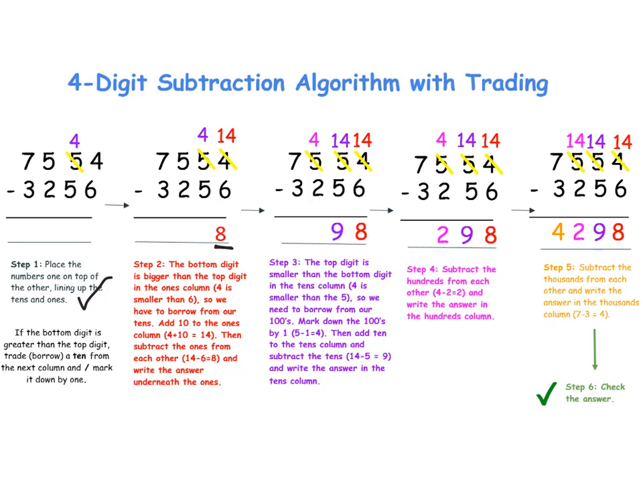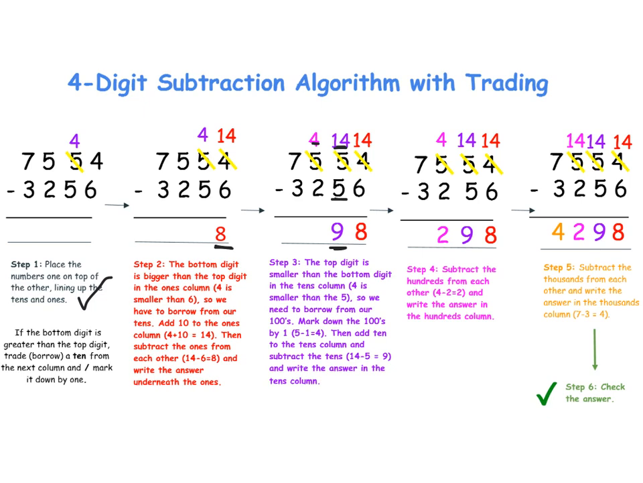Step 3 is the top digit is smaller than the bottom digit. So 4 is smaller than 5, so we need to borrow from the hundreds column. We need to mark the hundreds by 1, so 5 take away 1 is 4. Then add the 10 to the tens column and subtract the tens. So 14 take away 5 is 9, and write the answer in the tens column.